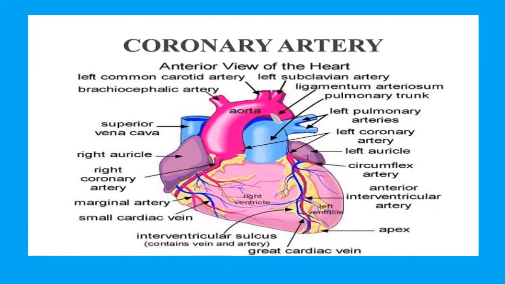Coronary arteries. This is the anterior view, and we are having two main coronary arteries, that is we call this left coronary artery and right coronary artery. And left coronary artery, left main, and from left main there are branches, that left anterior descending artery and left circumflex artery and even posterior descending artery, and right coronary artery divided into right marginal artery and posterior descending artery.